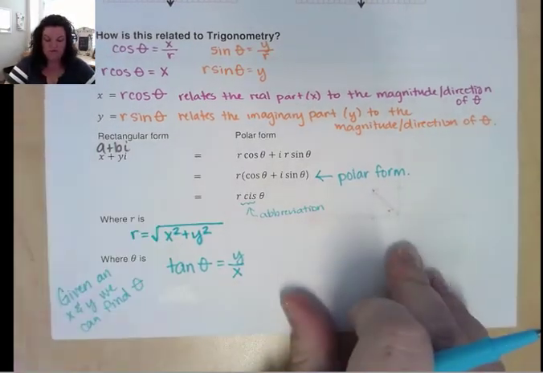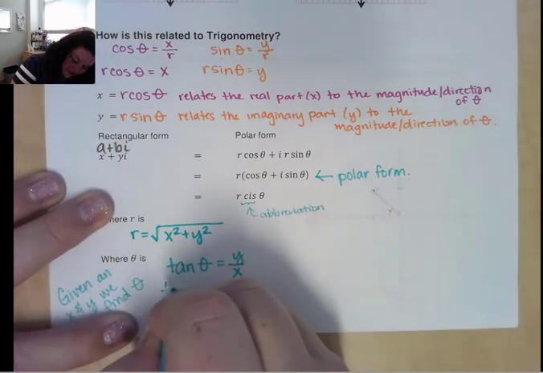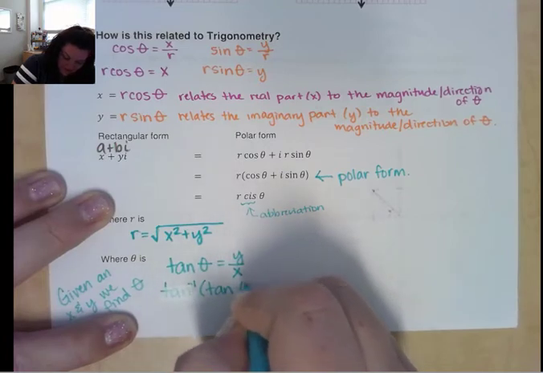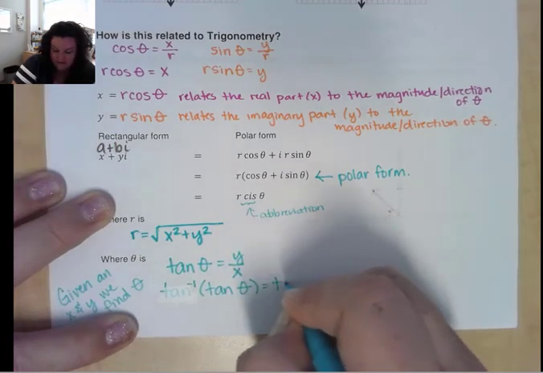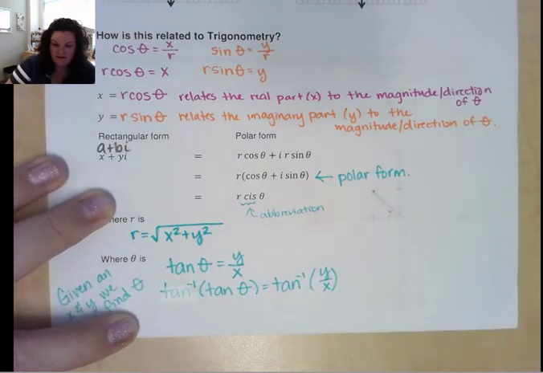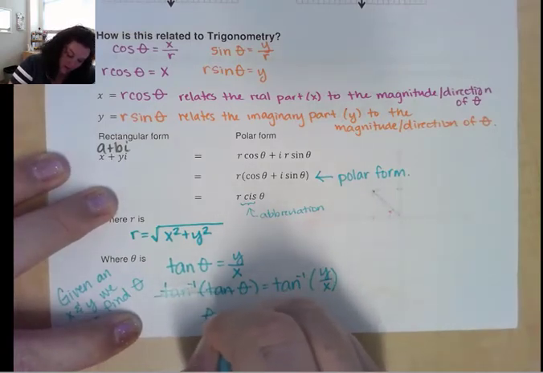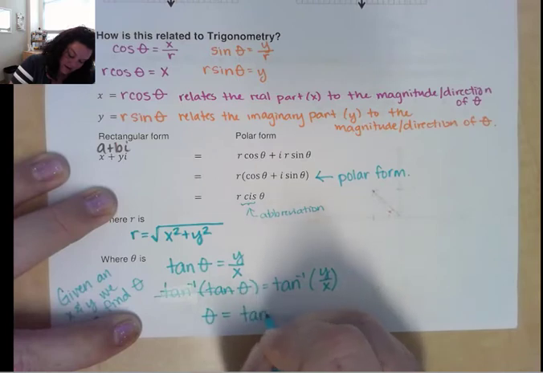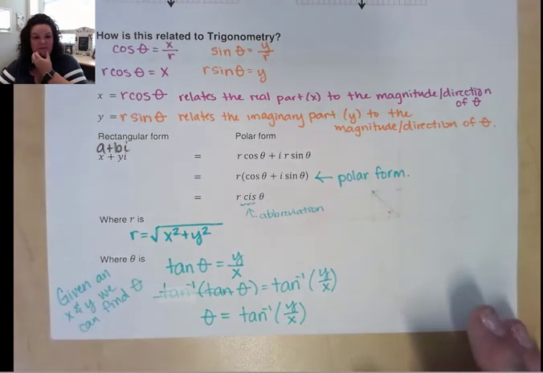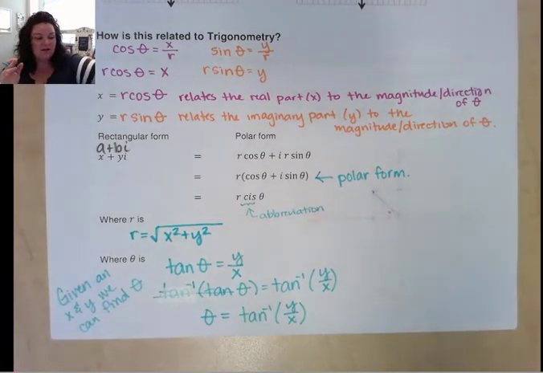Inverse, not reciprocal. We're going to take the inverse function, which is our notation that says tangent to the little -1 of tangent theta is equal to tangent inverse of y over x. So our tangent inverse and our tangent cancel, and we could write our theta as tangent inverse of y over x.